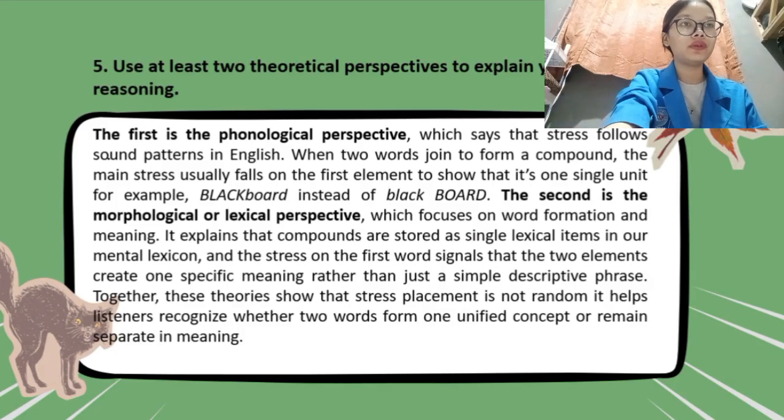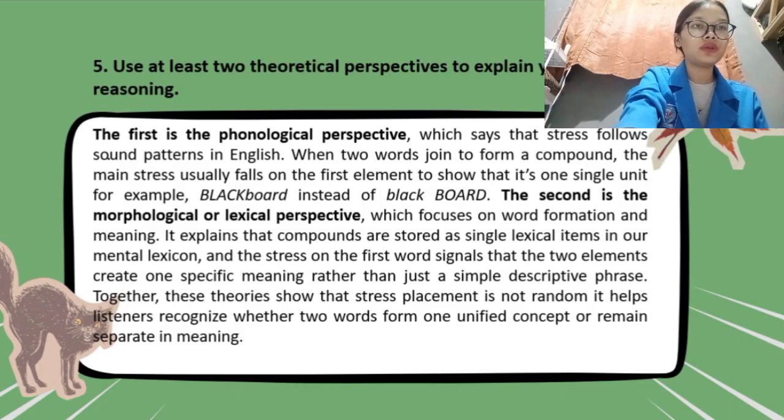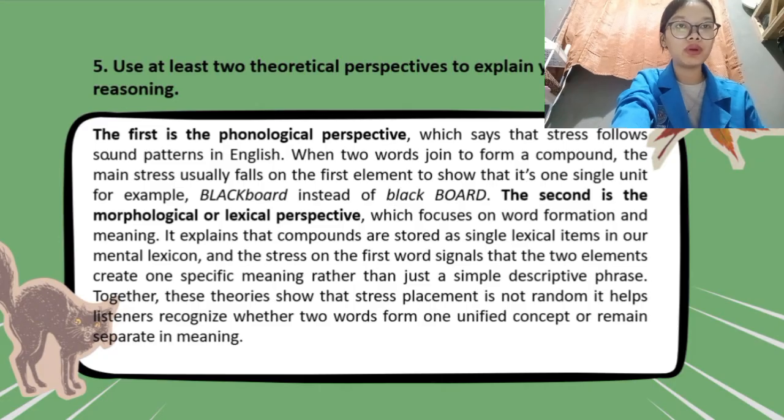The second is the morphological or lexical perspective, which focuses on word formation and meaning. It explains that compounds are stored as single lexical items in our mental lexicon, and the stress on the first word signals that the two elements create one specific meaning rather than just a simple descriptive phrase. Together, these theories show the stress placement is not random. It helps listeners recognize whether two words form a unified concept or remain separate in meaning.